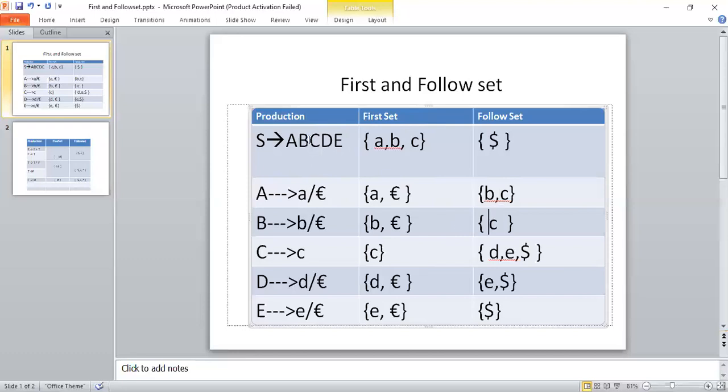Then I'm calculating follow of C. Follow of C is what? First of D E. And what is the first set of D? First set of D is d, epsilon. So write the d in follow of C.